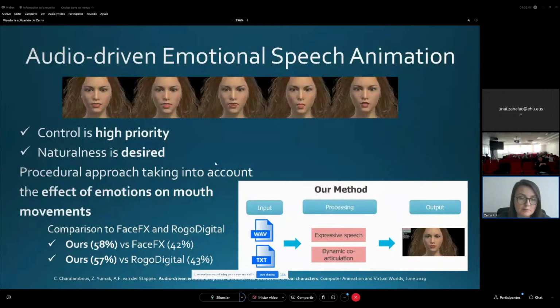And we compared our methods, this was done in 2019, with existing commercial applications at that time, such as FaceFX and Rogo Digital. And we also developed it as a Unity plugin. And we indeed found that this addition of emotional speech analysis proved itself to be a good contribution. Our methods were perceived better in terms of believability in comparison to these two applications.